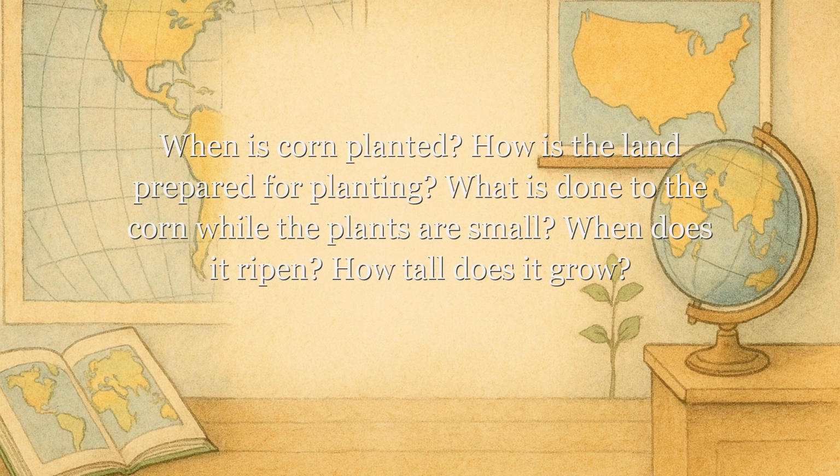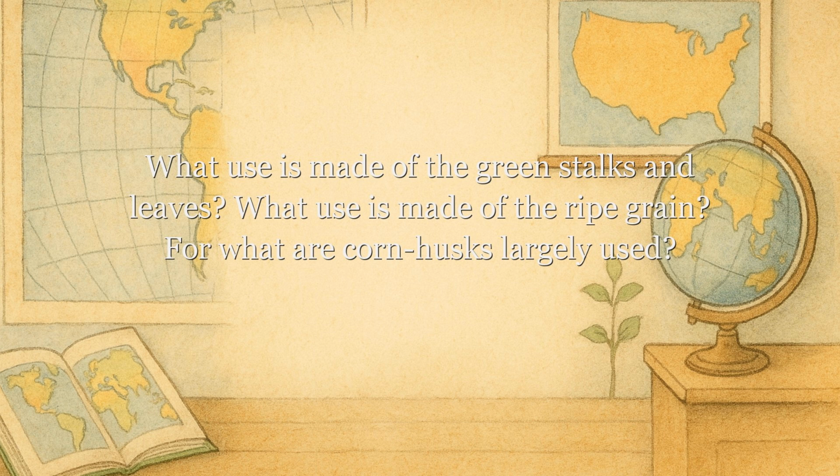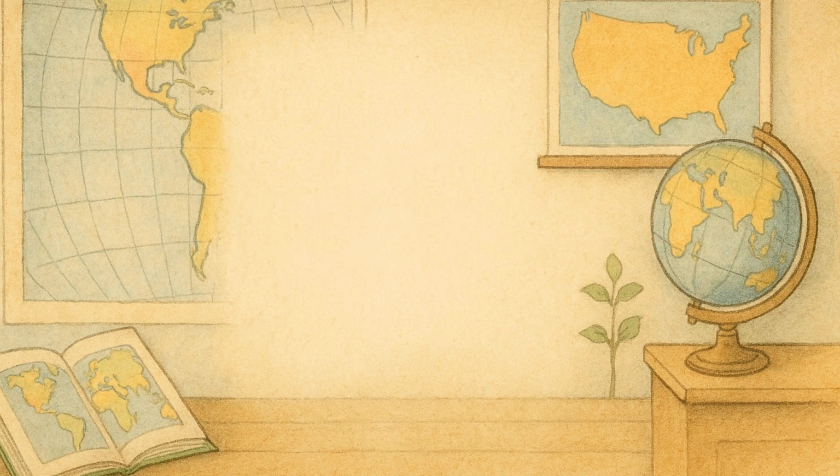When is corn planted? How is the land prepared for planting? What is done to the corn while the plants are small? When does it ripen? How tall does it grow? What is the stem of the corn called? What are the flowers on the stalk of corn called? On what do the grains of corn grow? What use is made of the green stalks and leaves? What use is made of the ripe grain? For what are corn husks largely used?